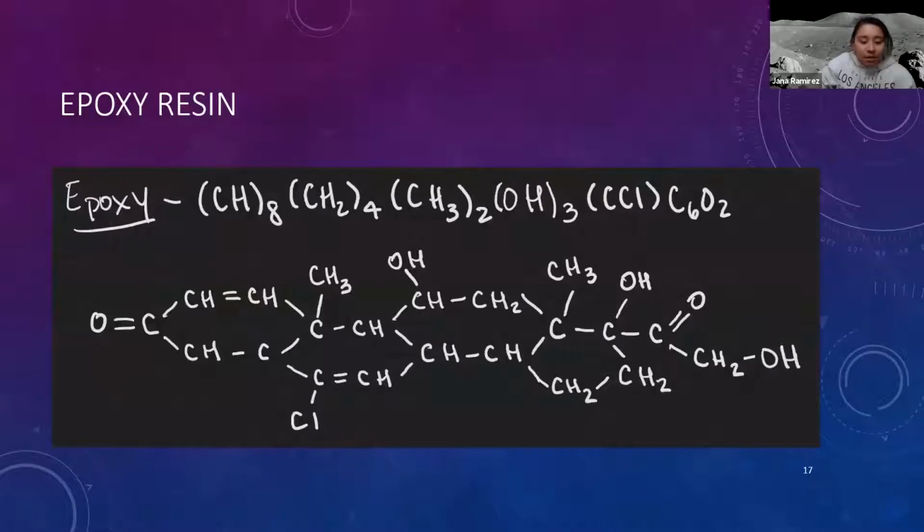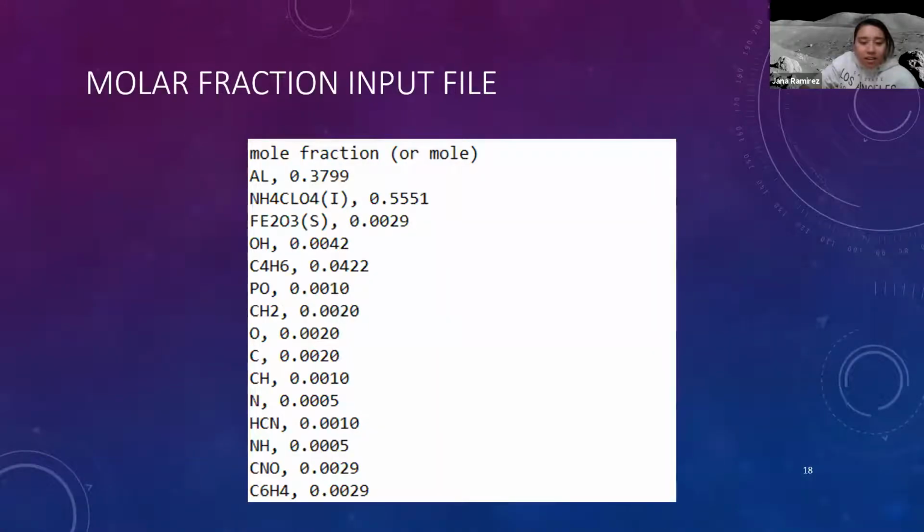So one of the chemicals that we didn't have thermodynamic data for was epoxy, and I had to draw out the chemical structure of this ingredient and break it down into smaller species based on this chemical structure, and then I used the thermodynamic data of each of these species in ChemKin. And this is what one of the molar fraction input files looks like.